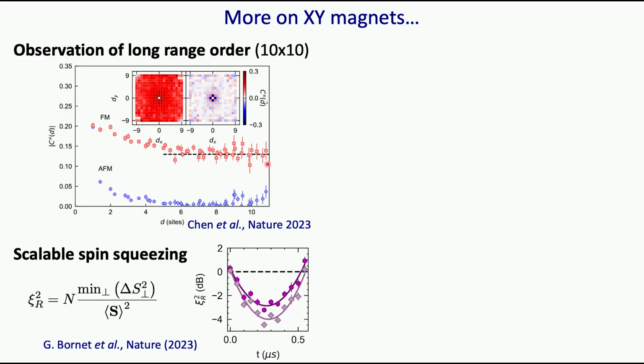It turns out that there is a given time for which you have prepared a state with reduced fluctuations with respect to the standard quantum limit, and that's something that we have measured. And that's again a consequence of having a 1/r³ interaction. You wouldn't have that with nearest neighbor interaction in 2D.